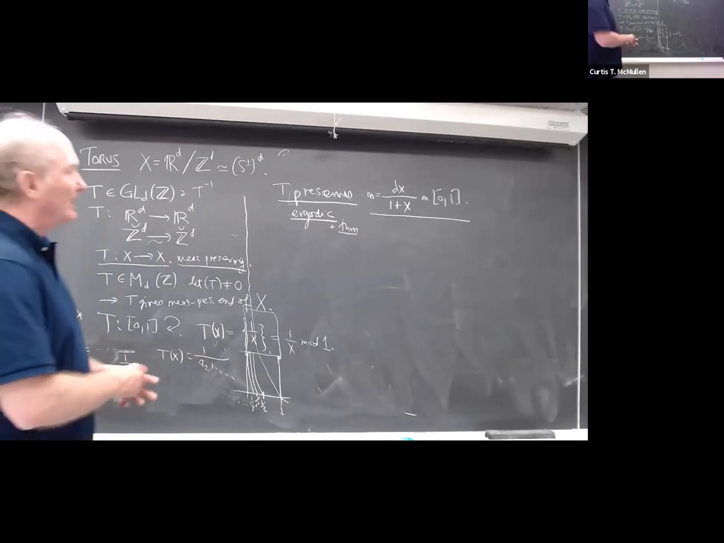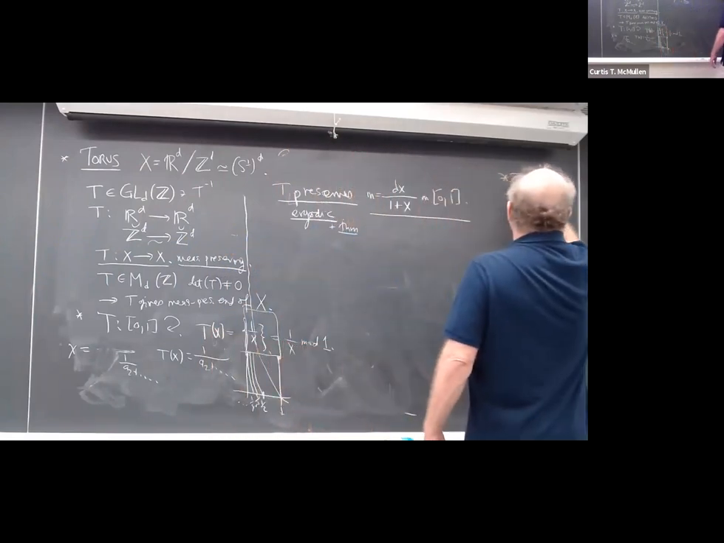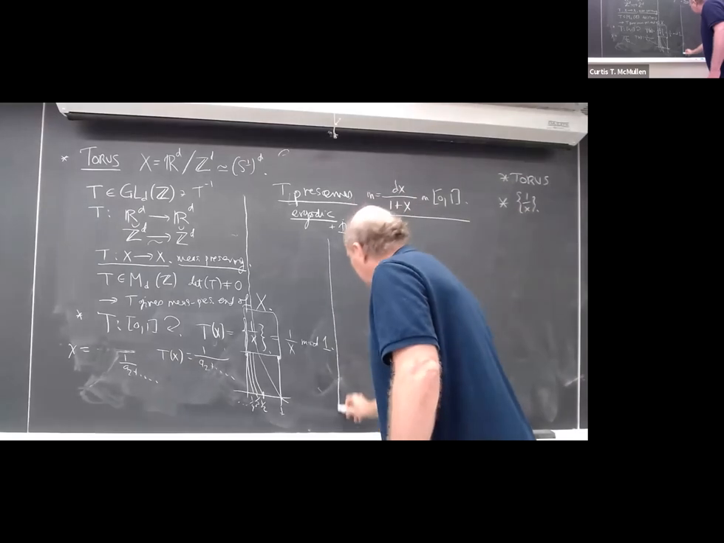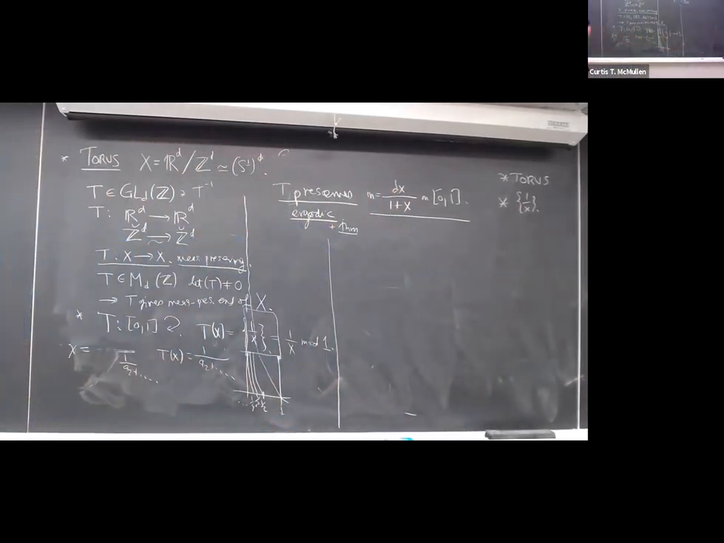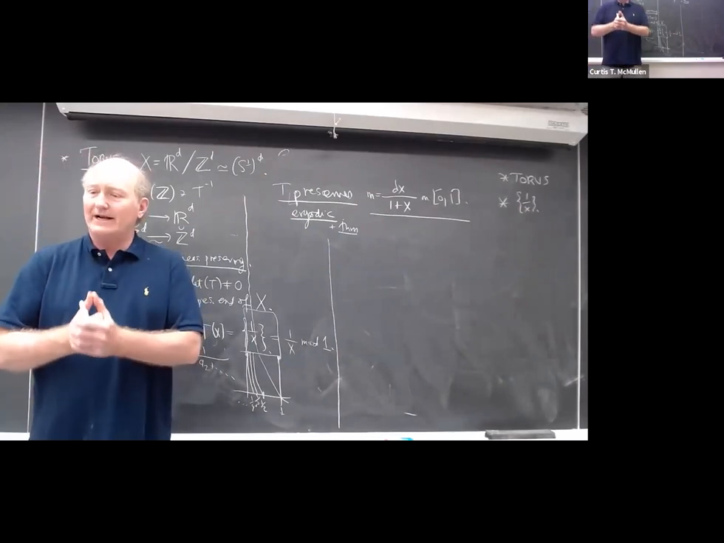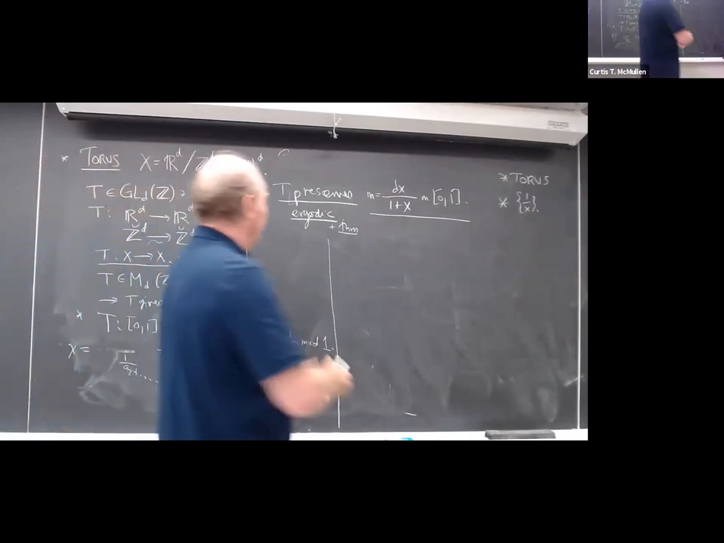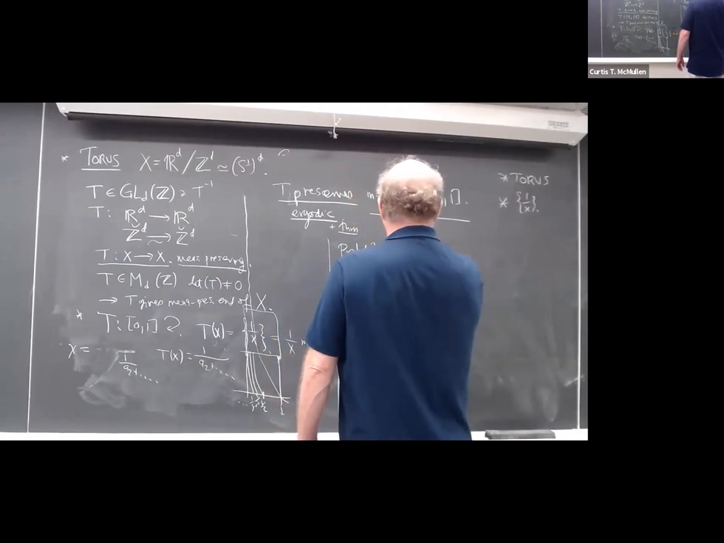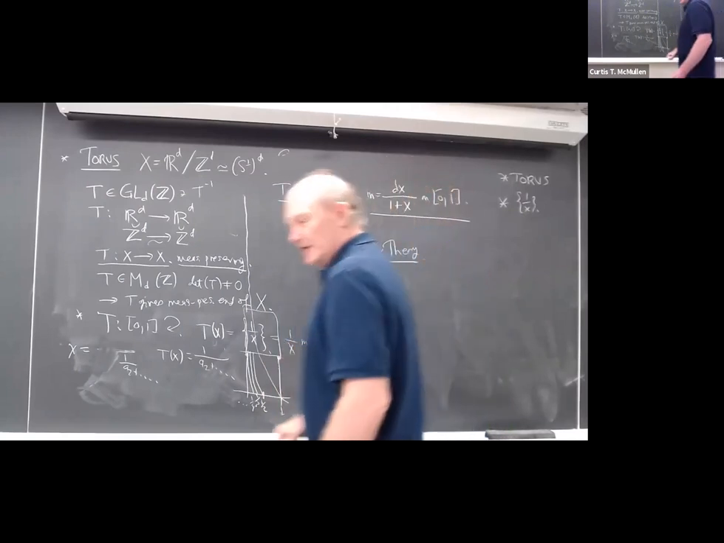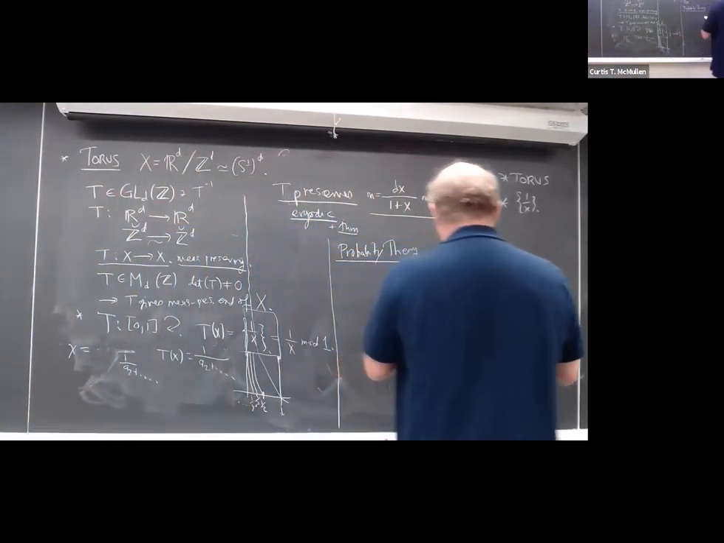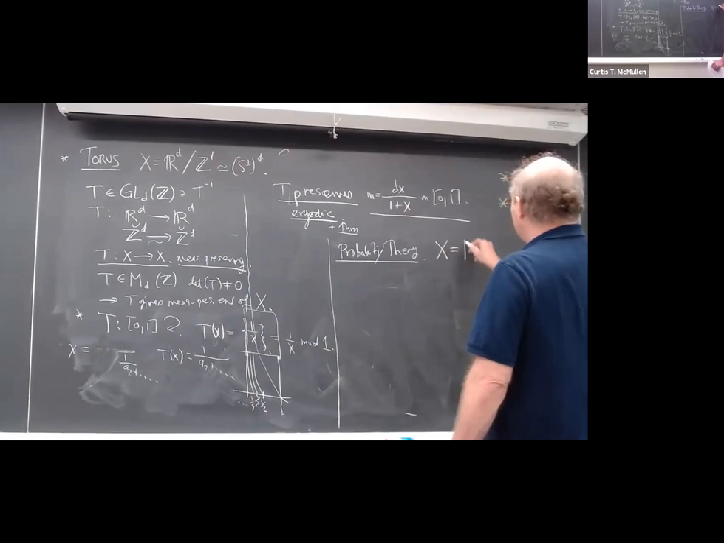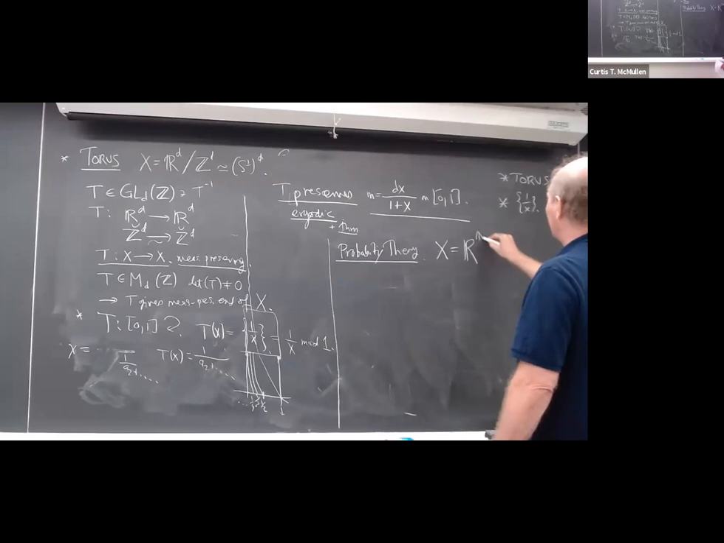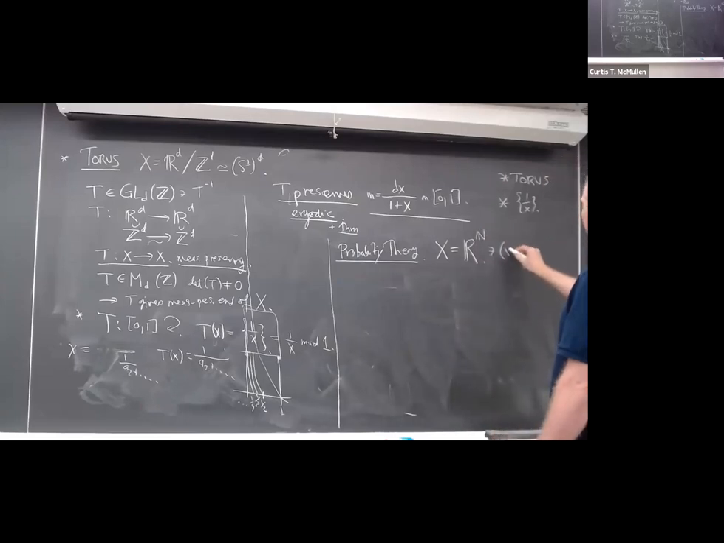Okay, so that was the example of the torus. Let me start collecting some of these over here. So we have the torus, we have the continued fraction map. Now I want to discuss something very different in spirit to show you that ergodic theory and probability theory are very closely related. So for this, I'm going to take my space X to be R to the natural numbers. So an element of this space will just be a sequence of numbers x0, x1, x2, and so on.